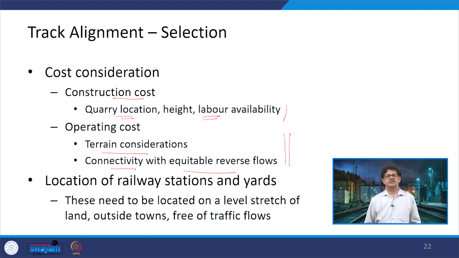Then location of the station yards and the stations. This is also an important thing, because there are so many problems. Say if we are talking about drainage, so there is going to be a problem. We need to look at the leveled stretches. We try to be a bit outside the town, on the periphery of the town. So, everything comes to that. There should not be an overlap, or there should not be a crossing with the local traffic. It should be free of that. So, some locational aspects with respect to the stations and yards also need to be taken care of.